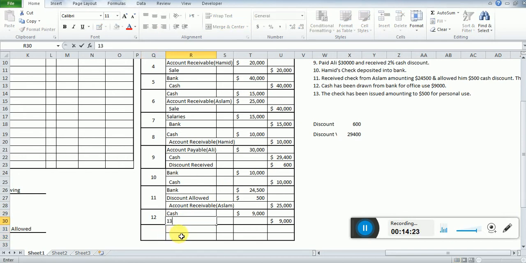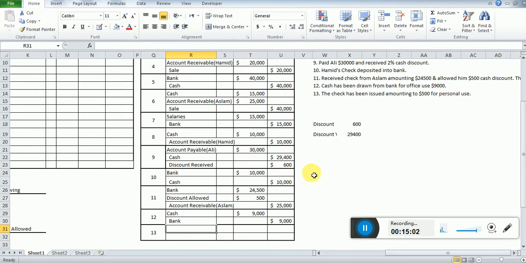Okay, number 13 we have: the check has been issued amounting to 500 for personal use. Now we are issuing a check, it means our bank account is decreasing. Keep in mind, any time you are issuing or writing a check, then your bank account is decreasing. But dear students, when you write a check, it means you issue it for personal use.